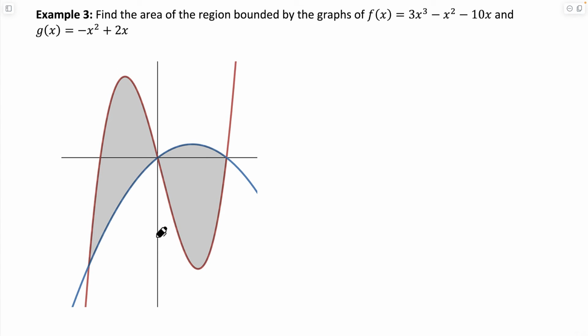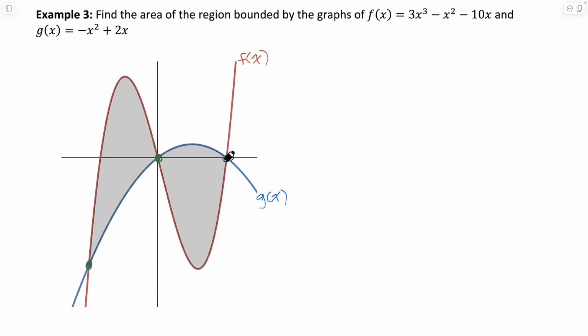Find the area of the region bounded by the graphs of f(x) = 3x cubed minus x squared minus 10x, and the quadratic negative x squared plus 2x. Well, my blue function is quadratic, so I know that it must be g(x). And the red function is the cubic function, so I'll name that f(x). If I want the area, I'm actually going to have to find all 3 points where these functions intersect.